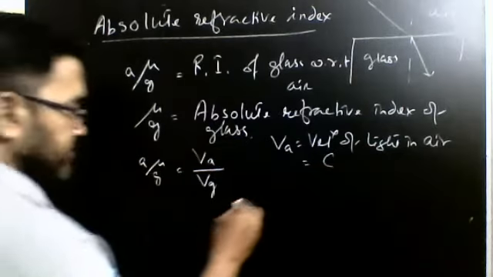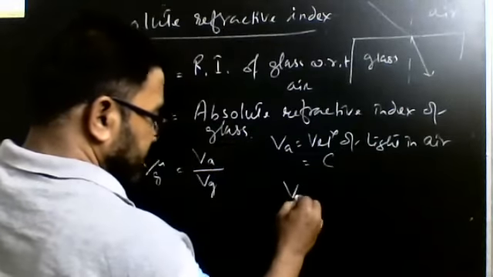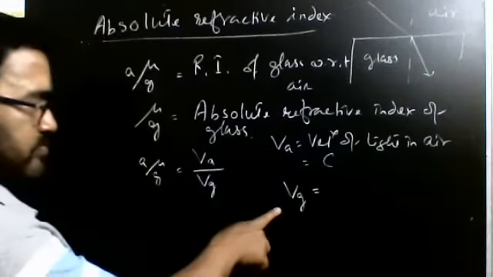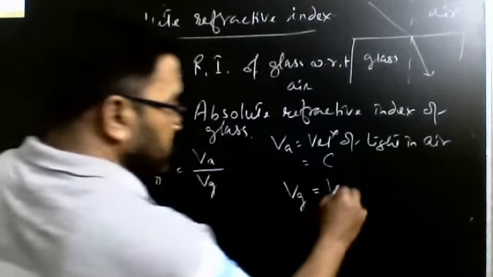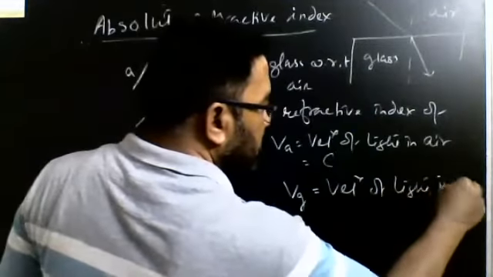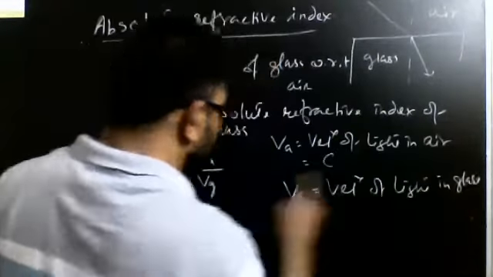So v g is the velocity of light in glass.